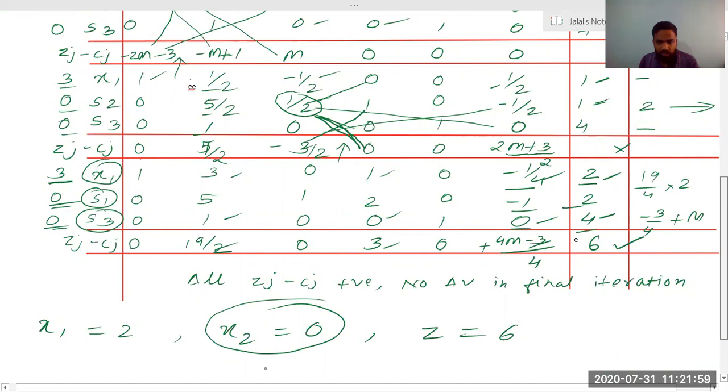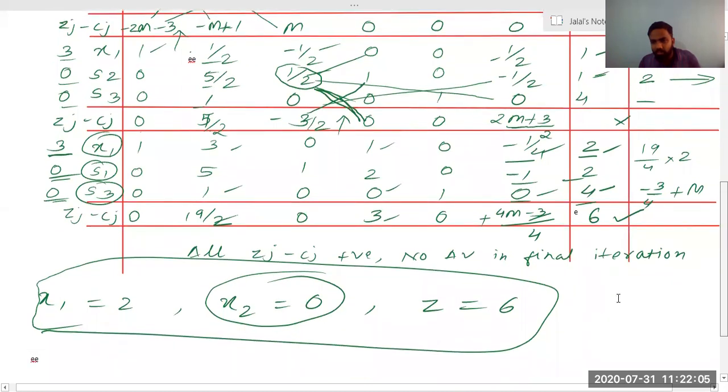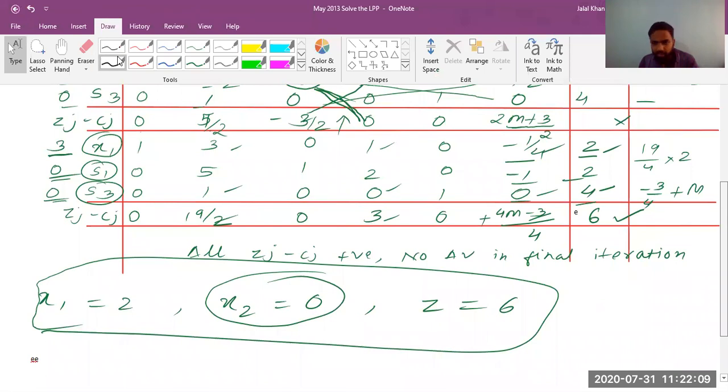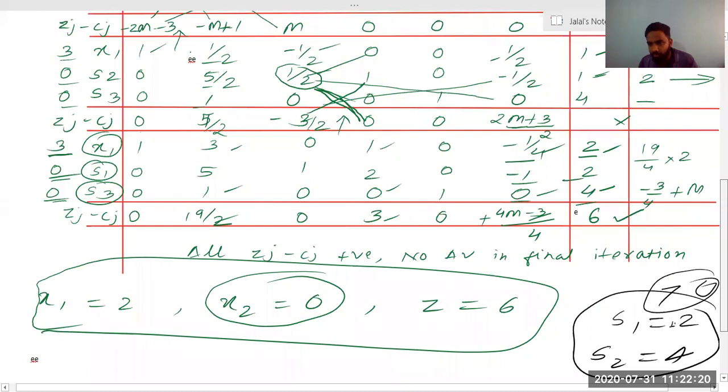So we have not used it, and we have got the answer as X1 equal to 2. And what is slack? Slack means what is remaining. You can see what is remaining. S1, the first equation, has a slack of 2. The second equation has a slack of 4, and all of these should be greater than or equal to 0. I hope you remember. You can see all these values will always be positive only. Have you understood?